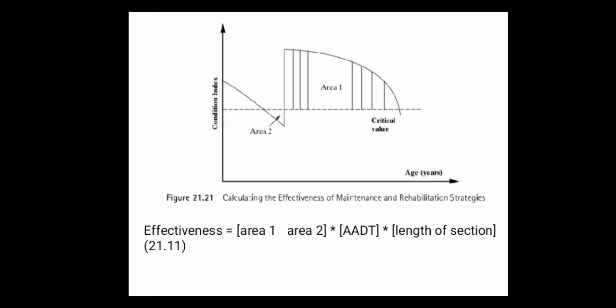So this figure illustrates the calculation procedure. The value of effectiveness is computed as the shaded area to the right of the rehabilitation strategy minus the shaded area to the left, then multiplied by the traffic volume and by the length of the transportation element. So we have here our formula in finding the effectiveness.